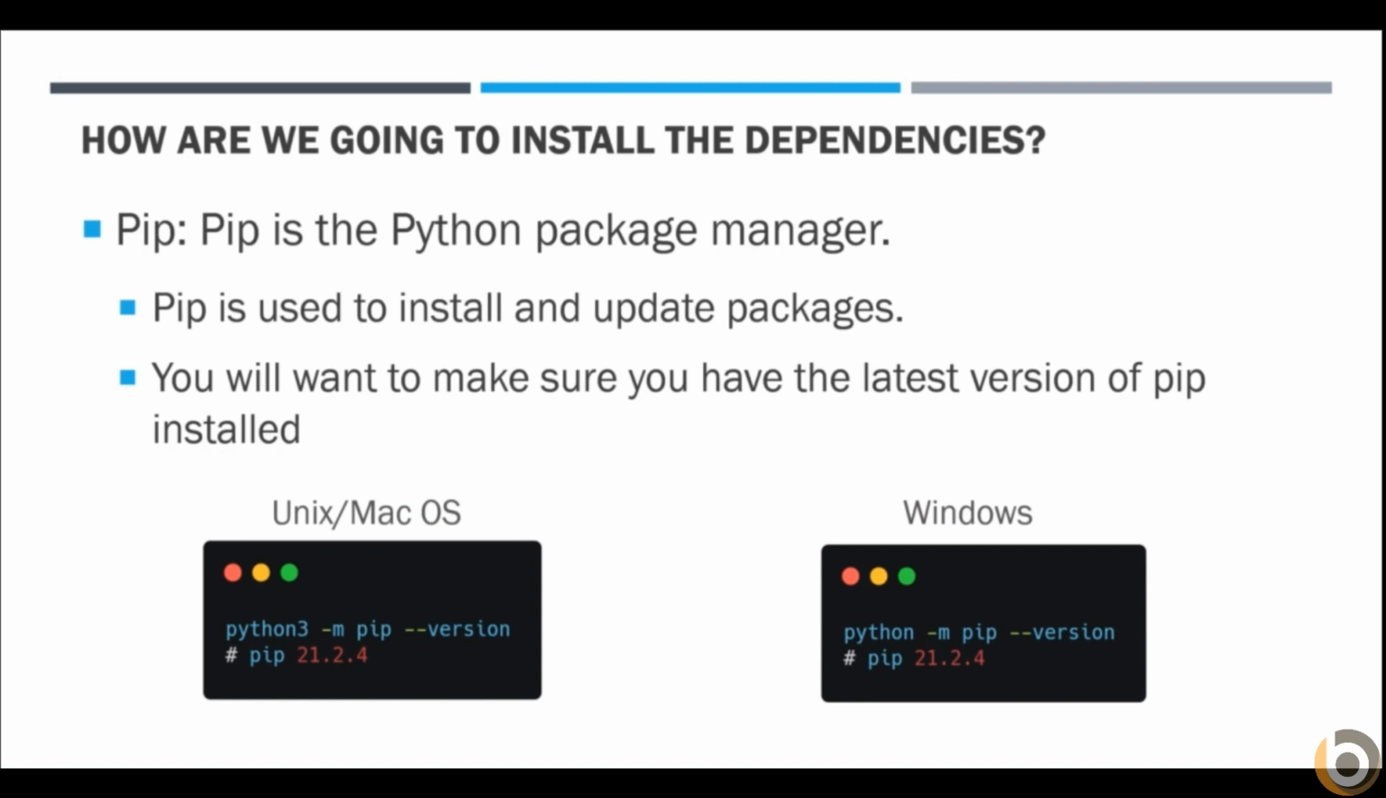To check your pip version on your Mac OS, use python3 -m pip --version to see what pip version you have currently installed, and on a Windows OS, use python -m pip --version. The version you get back may or may not be the same as mine, but as long as you have Python 3 installed, everything should work perfectly.